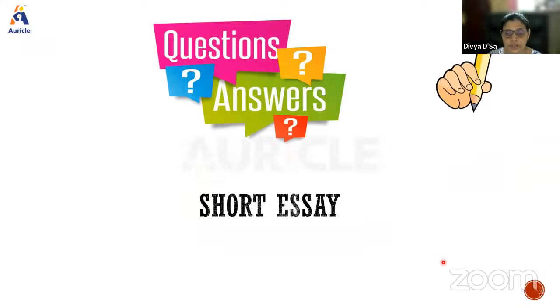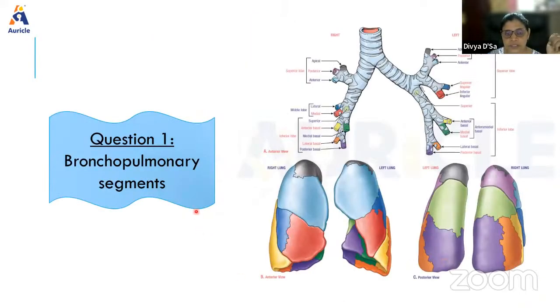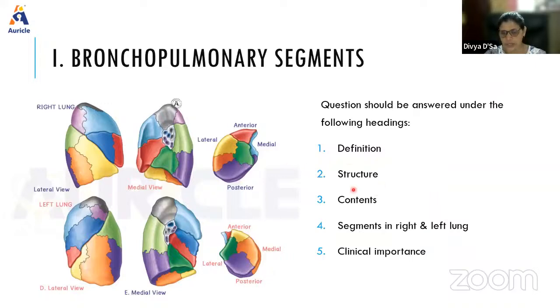Okay, so coming to the short essay now. So this is bronchopulmonary segment. What do we mean by bronchopulmonary segment? So definition, structure, contents, its special characteristic features, segments in the right and left lung, and clinical importance. You will explain the answer. Okay, so what is the definition now?